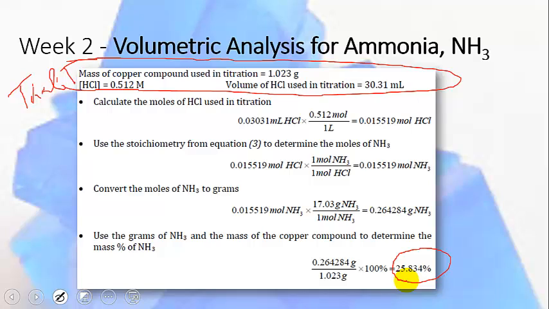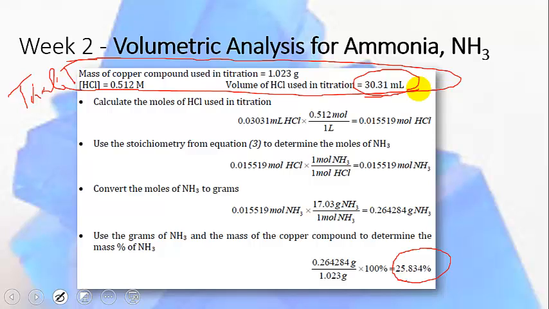Please do not average your data together and then do one calculation. You do the calculation separately for each trial, and then you can compare and perhaps average your results. This is the volume of HCl that we used in our titration. This is your burette readings, final minus initial.